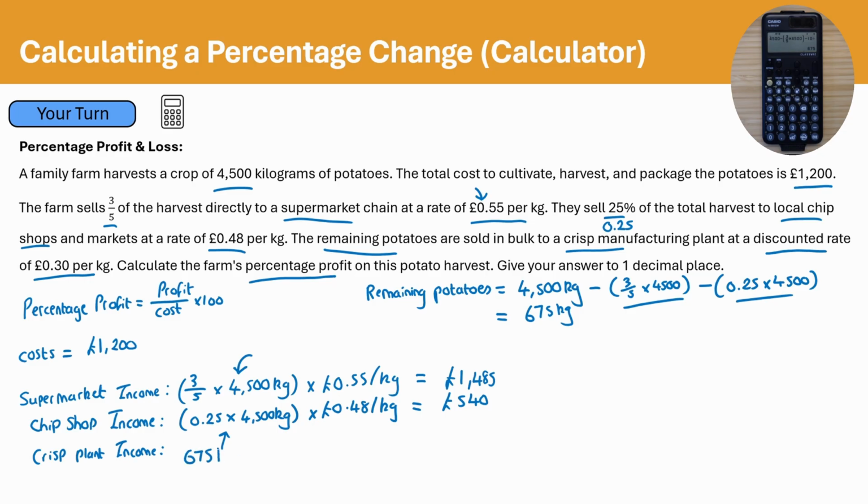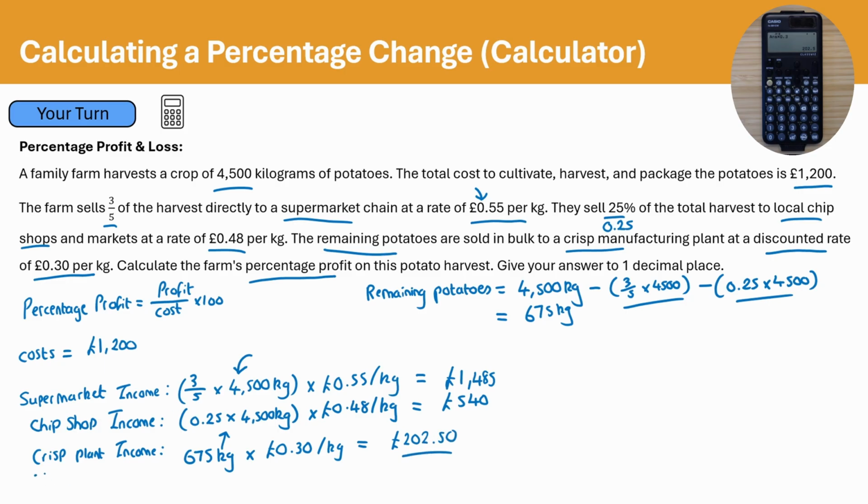So I'll take the 675 kg and multiply that by how much I got for these. Well, it says 30 pence per kilogram to the crisp manufacturer. And then I'll multiply this number. Notice I just hit the multiply button. It's stored as my answer. Then type my 0.3 in decimal. And it gives me this answer of 202 pounds and 50 pence.